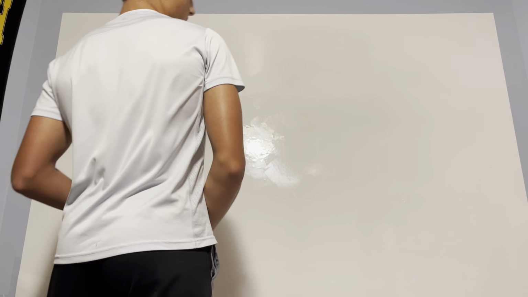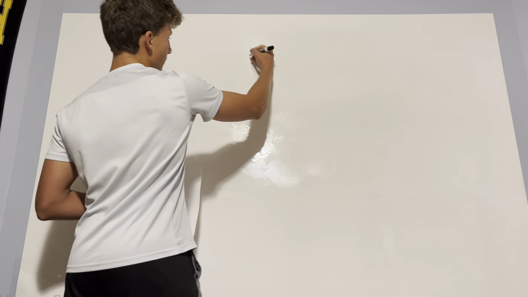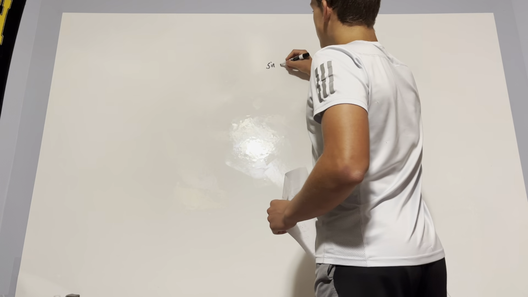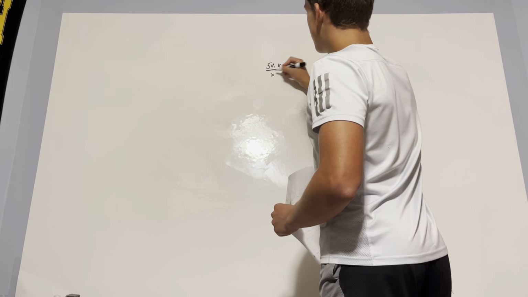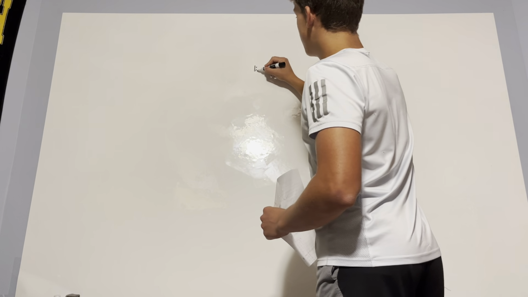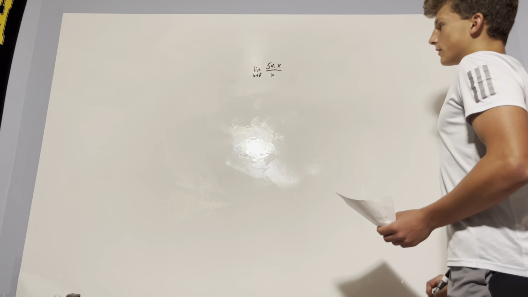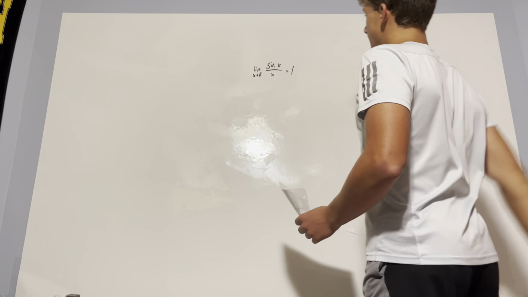And one important limit to memorize for now, you will be able to evaluate it quite easily once you finish learning everything about derivatives. But for now, just remember that the limit as x approaches 0 of sine of x over x is equal to 1.